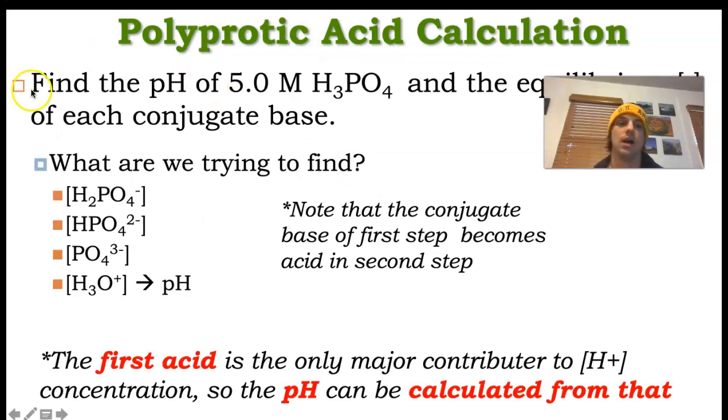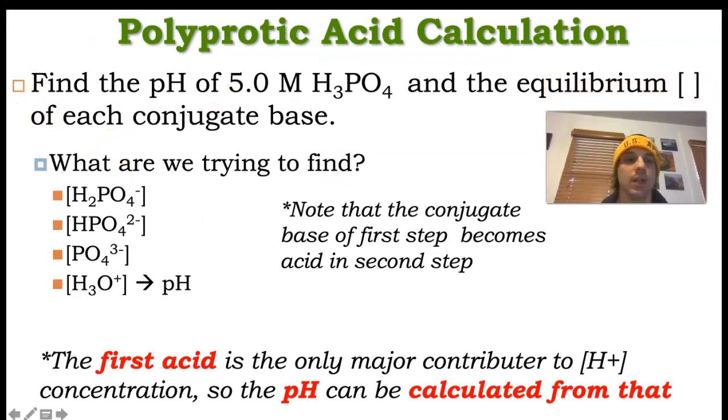Okay, so we are going to look at this problem. Find the pH of 5 molarity H3PO4. And this has a lot going on because there are 3 H's there. So I'm going to have at least 3 different K values. I'm going to have a K value for here, a K value for here, and a K value for here. And those would be labeled Ka1, Ka2, and Ka3. So what we're trying to find is the concentration of each of these, the overall pH, and then the concentration of PO4 at the end.